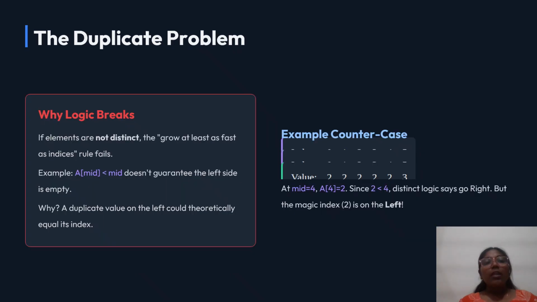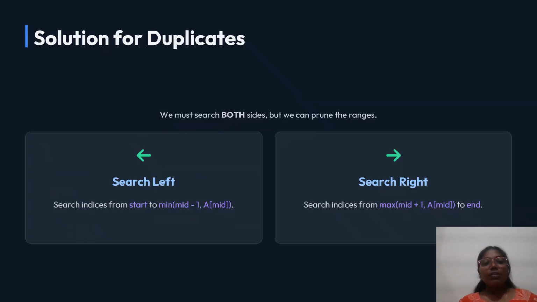Next, the duplicate problem. Why does the logic break? If elements are not distinct, they do not necessarily grow at least as fast as indices, so the rule fails. For example, A[mid] less than mid doesn't guarantee the left side is empty. Why? A duplicate value on the left could theoretically equal its index.